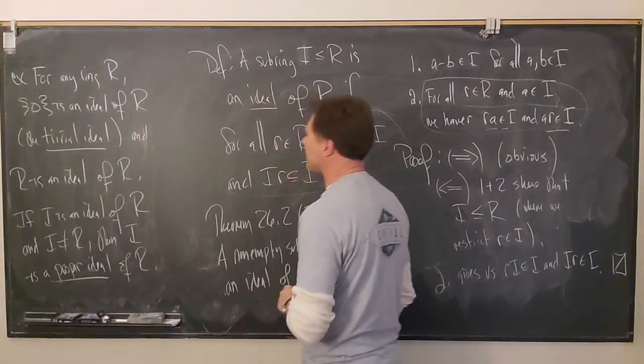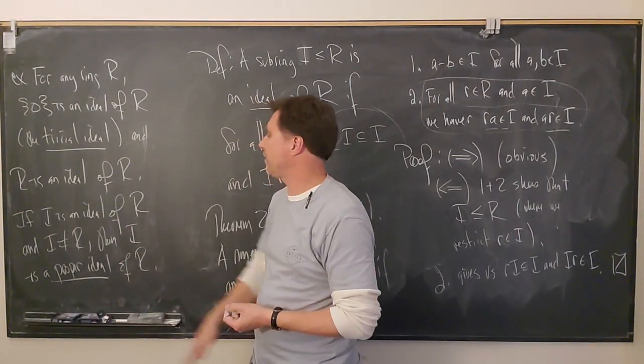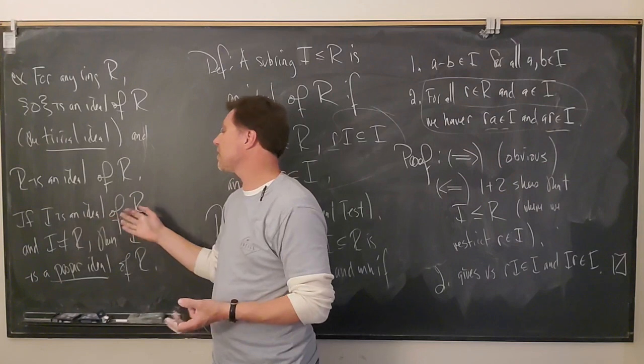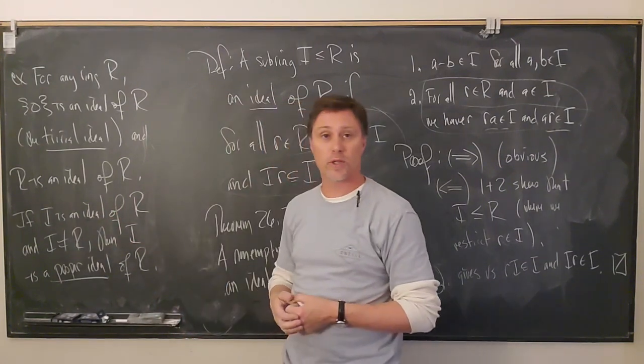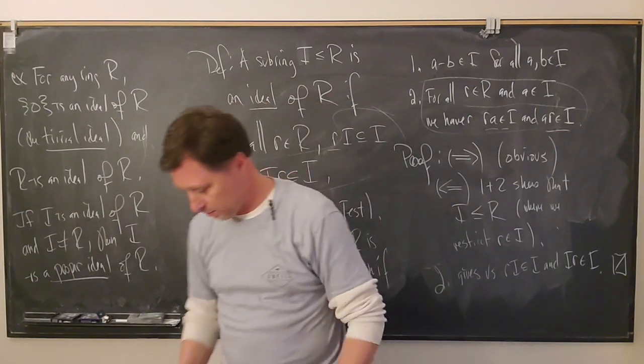Oh, one thing you might ask, well, is there a symbol, rather than having to write out the words "I is an ideal of R"? There's no nice symbol for ideal. It's unfortunate, right? So there is a subring symbol, but there is no nice ideal symbol.